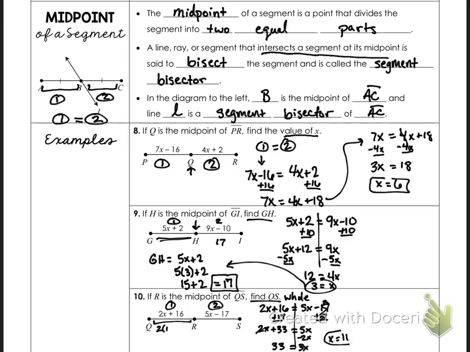That's 2 times 11 plus 16. So that's 22 plus 16. And so QR is actually, what is that going to be? 38. All right, so QR, part 1 is 38. Well, since part 1 is 38, part 2 also has to be 38. All right? And so what is QS? QS is both of those added together. So you got 38 plus 38, which is going to give us 76. All right? So our final answer is that QS is equal to 76.